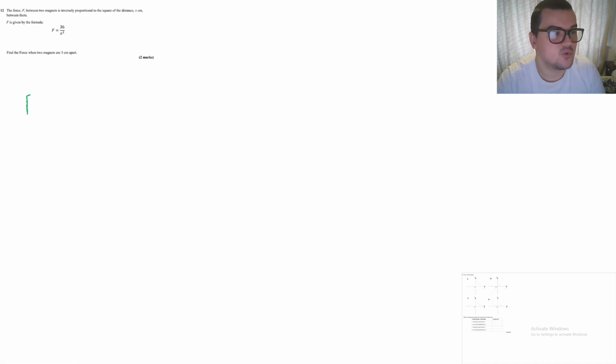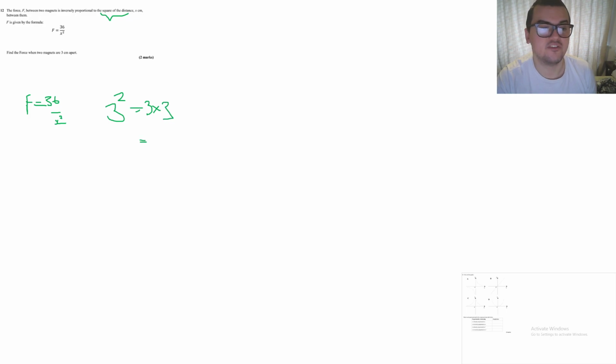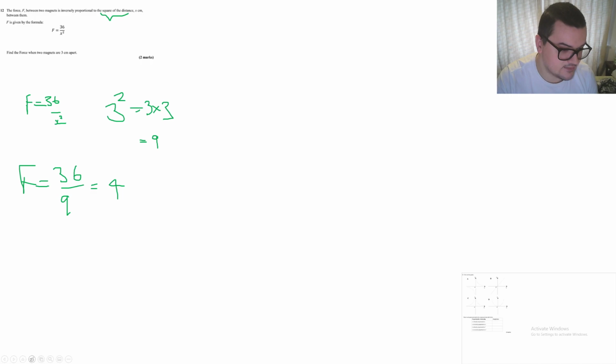So F equals 36 over x squared, when the two distances are 3 centimeters apart. So we want the square of the distance. The distance is 3, so we want to square that. 3 squared is 3 times 3, which is 9. So F equals 36 divided by 9, which is 4. So the force is 4. And that's that question done.